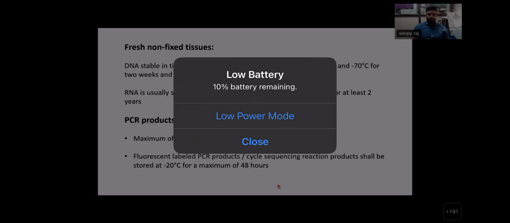About fresh non-fixed tissues, DNA is also stable at 2 to 8 degrees Celsius, but you should try to store them at minus 20 or minus 70 degrees Celsius for longer duration. And RNA as well, minus 70 degrees Celsius. And talking about PCR products, once the PCR is done, in the case of capillary electrophoresis, we first do the PCR and then we dilute it and do the capillary electrophoresis. Those samples must be stored a maximum of 72 hours. And if it's fluorescent, then you must store it at minus 20 degrees Celsius, otherwise the fluorescence will be lost.